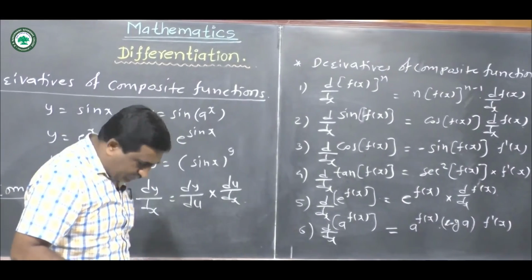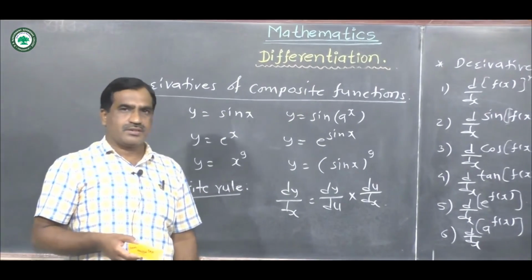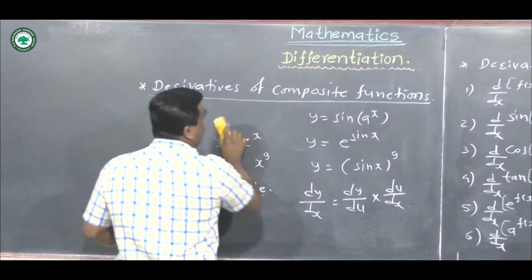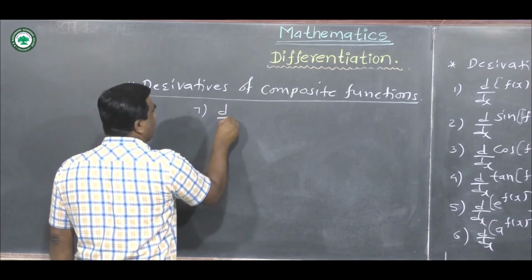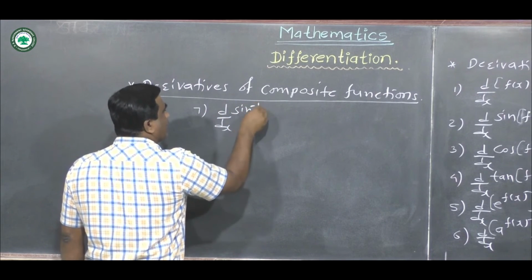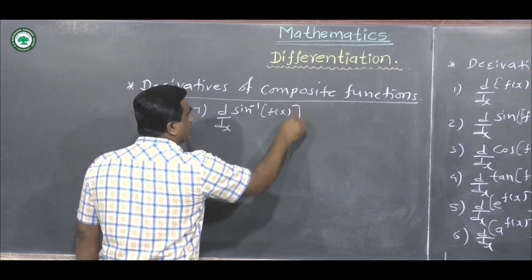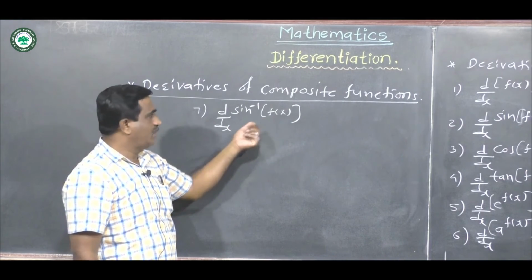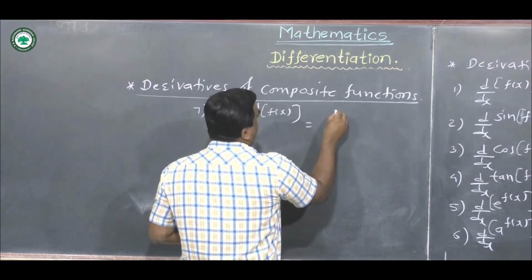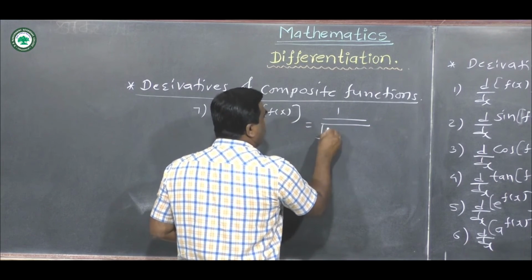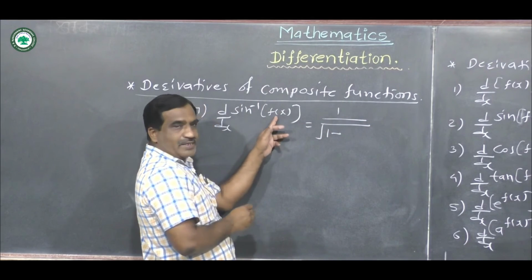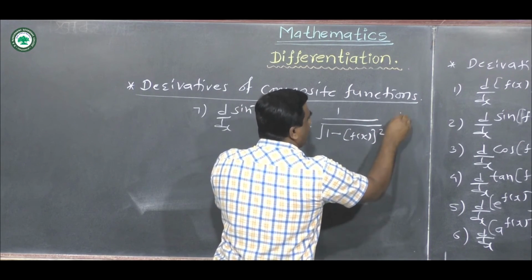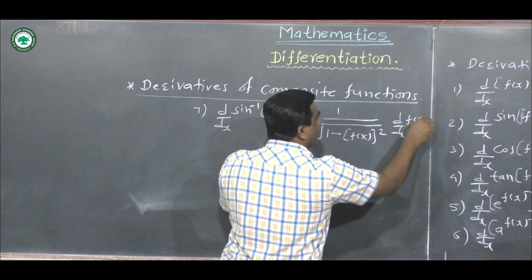Now also we see here derivatives of inverse trigonometric functions, composite inverse trigonometric functions. Number 7, dy dx of sin inverse of f of x. Now sin inverse x is a simple function and sin inverse of f of x is a composite function. The derivative for this function is 1 upon under root 1 minus, instead of x we write f of x, bracket square, into dy dx of f of x.